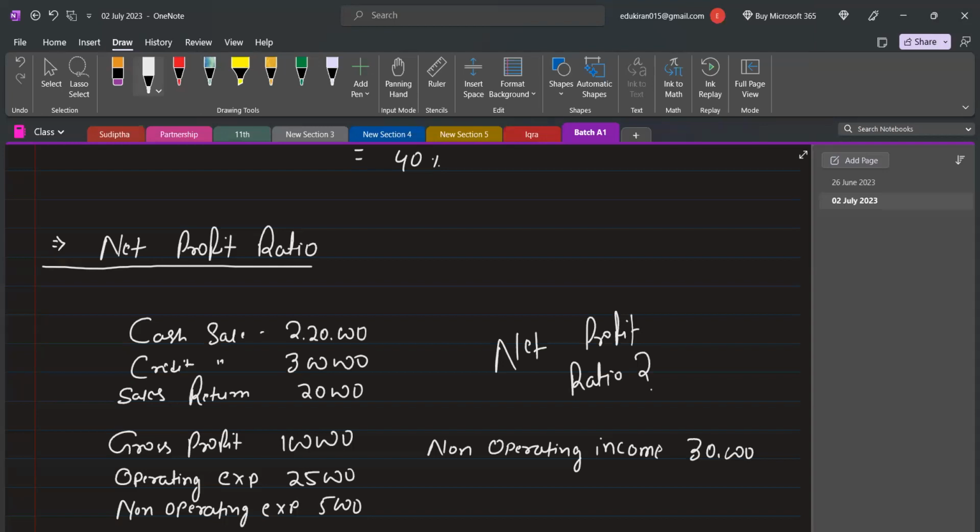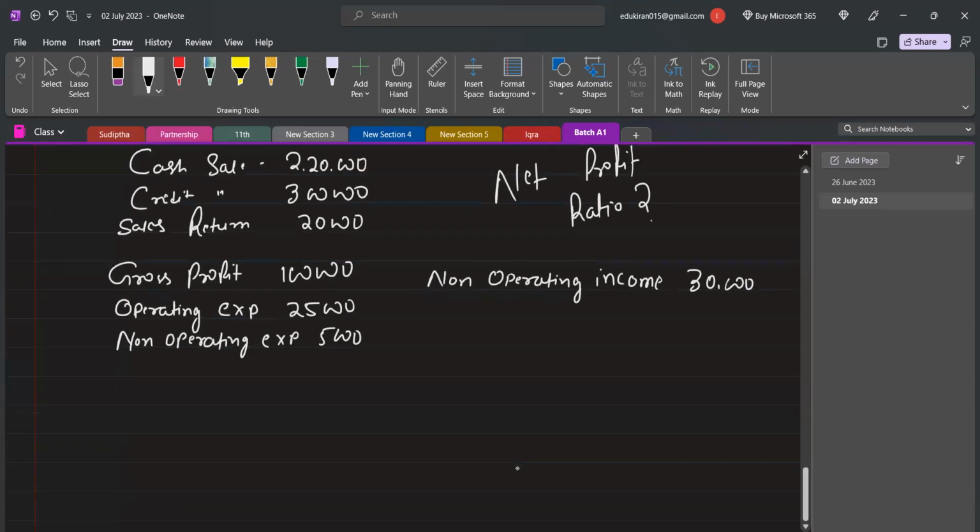Sir, done. Okay, so how much you got? I got 25%. Okay. So how we got 25%? Sir, first, I got net sales as 5 lakh. I found out total sales and I deducted sales return from it. And for the net profit, I added 1 lakh, which is gross profit, plus non-operating income 30,000 minus non-operating expense. And then I got net profit as 1,25,000.